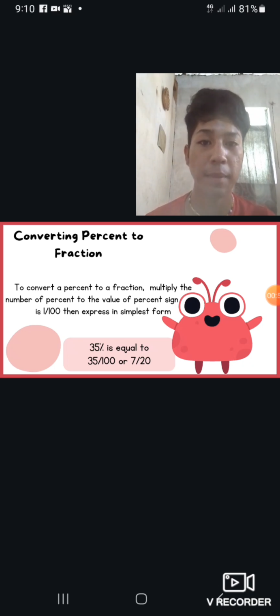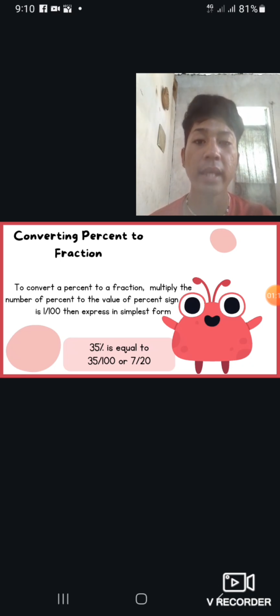To convert a percent to a fraction, multiply the number of percent to the value of the percent sign, which is 1 over 100. Then express it in simplest form. It means the number of the percent is multiplied by the percent sign, 1 over 100. We have an example here: 35% is equal to 35 over 100, or 7 over 20.